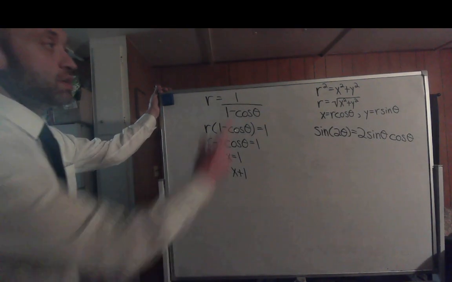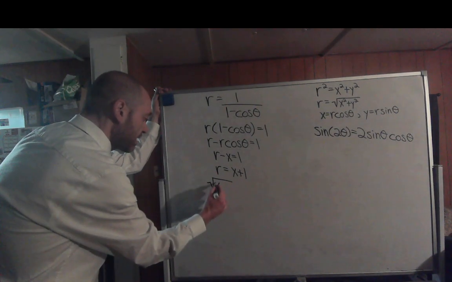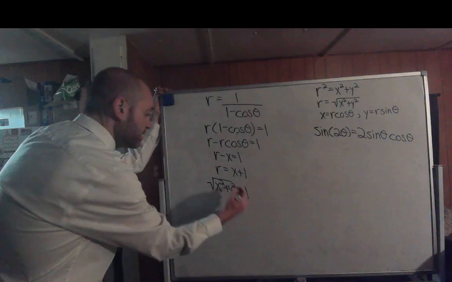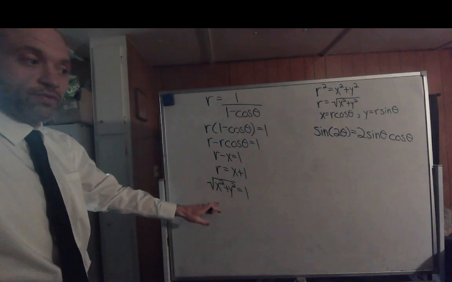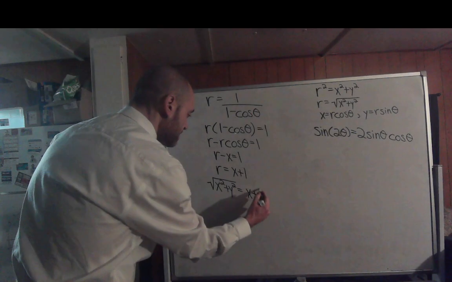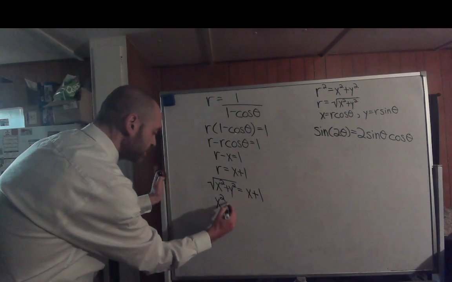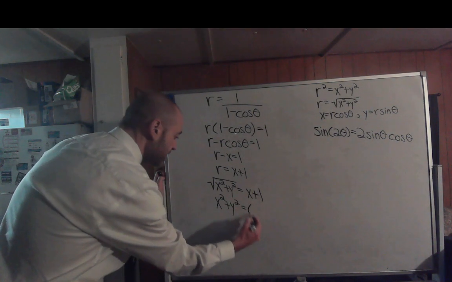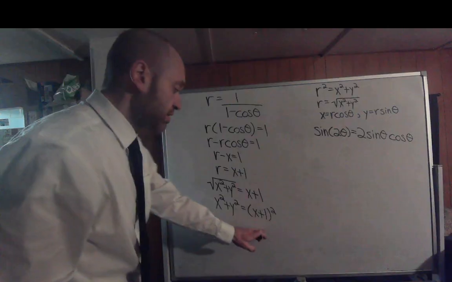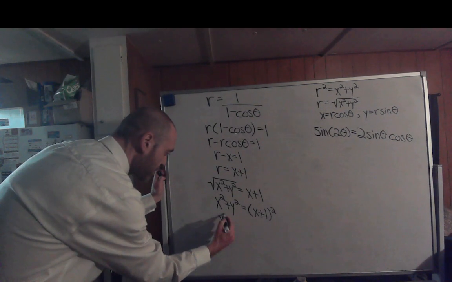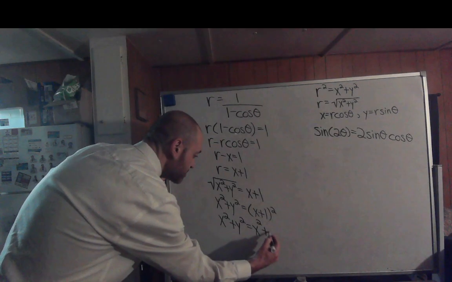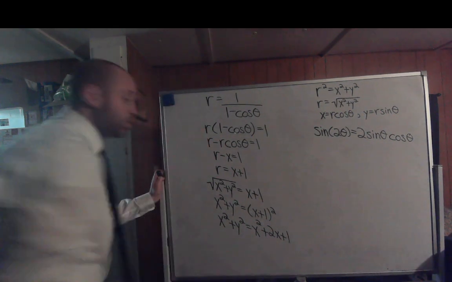So what's r? That's the square root of x squared plus y squared, which equals x plus 1. In general, we don't like to have a radical, so let's square both sides. You would end up getting x squared plus y squared equals the quantity of x plus 1 squared. Now we just have a simple binomial squared on the right-hand side, so you'll have x squared plus y squared equals x squared plus 2x plus 1. We're almost there.